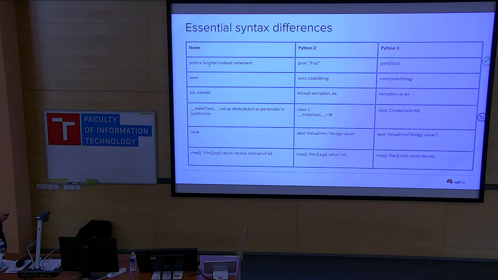We also have some slight differences in exception handling. You need to use the keyword as now on Python 3. And many class attributes are not attributes now on Python 3; they should be a parameter in your class constructor. Also, there are slight changes in list comprehension: you need to enclose your parameters in parentheses. And for some functions such as map, filter, zip, now on Python 3 they return an iterator instead of a list. So if you want to loop over the return value multiple times, it could be an issue because it's not a list now.